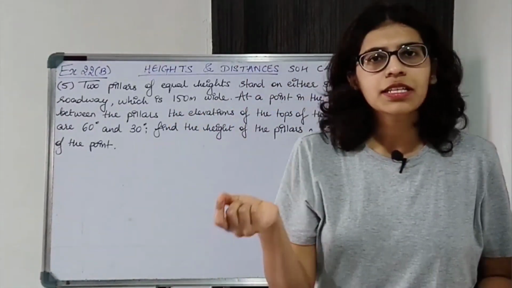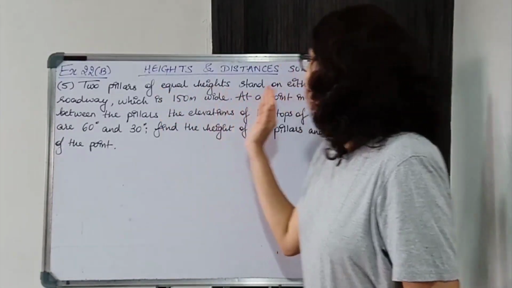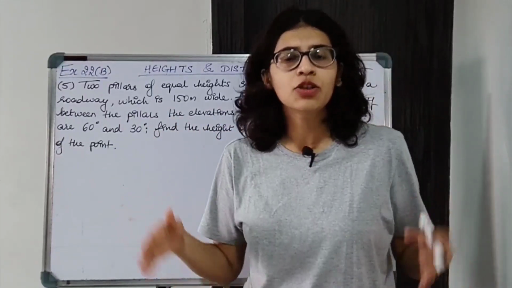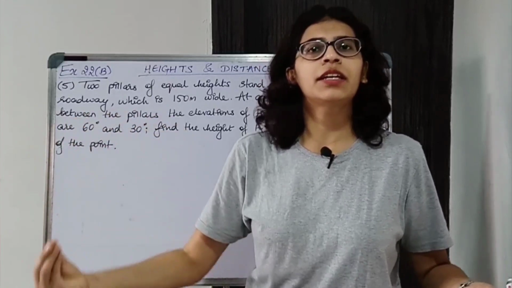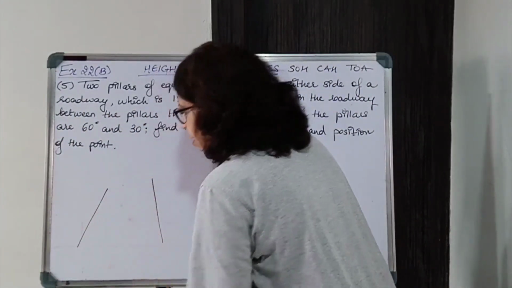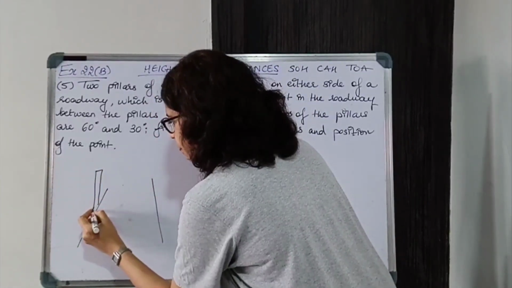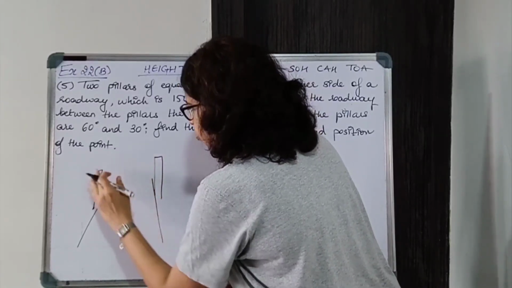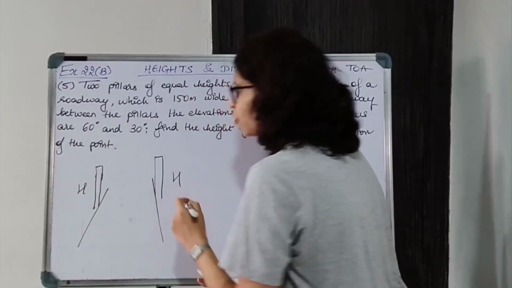There are two pillars and both have equal height. Okay. Now these two pillars stand on either side of a roadway. Stand on either side of the roadway means there is a roadway and on one side there is one pillar and on another side there is another pillar. Okay, so there is a roadway like this and on left hand side there is one pillar. Okay, and on right hand side there is another pillar. Now both have same height. Okay. So if this is of height h, this is also of height h.